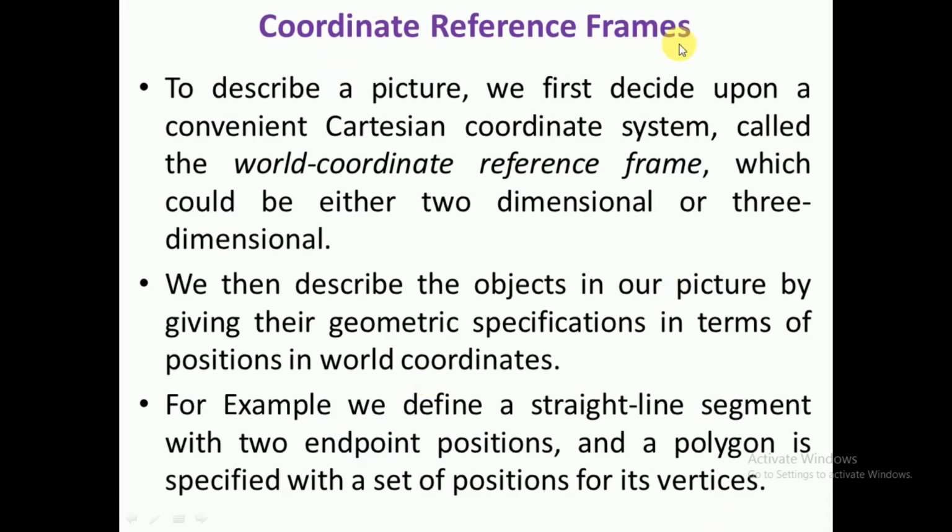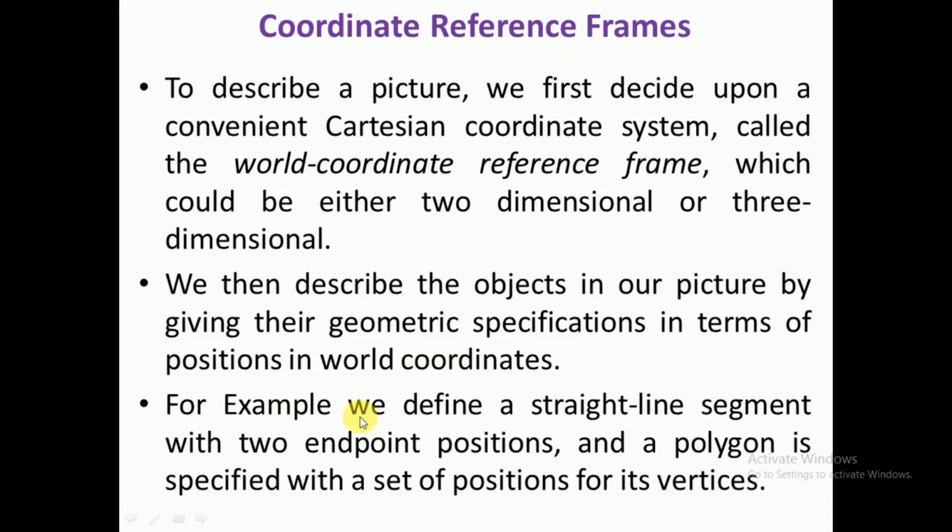Then next is the coordinate reference frame. To describe a picture, we first decide upon convenient Cartesian coordinates. Normally, whenever we are drawing a picture on paper, you will take whatever values you want. You decide whichever convenient Cartesian coordinate system you feel good with, right? Then call it the world coordinate, right? Already I have told you about the world coordinate reference frame, which could be either 2-dimensional or 3-dimensional. Then we describe the objects in our picture by giving their geometric specification in terms of positions in world coordinates. Then we will start giving the description of that object in terms of world coordinate specification.